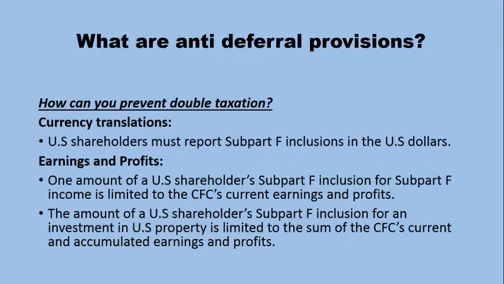Currency translations. U.S. shareholders must report Subpart F inclusions in U.S. dollars. Earnings and profits. The amount of a U.S. shareholder's Subpart F inclusion for Subpart F income is limited to the CFC's current earnings and profits. The amount of a U.S. shareholder's Subpart F inclusion for foreign investments in U.S. property is limited to the sum of the CFC's current and accumulated earnings and profits.